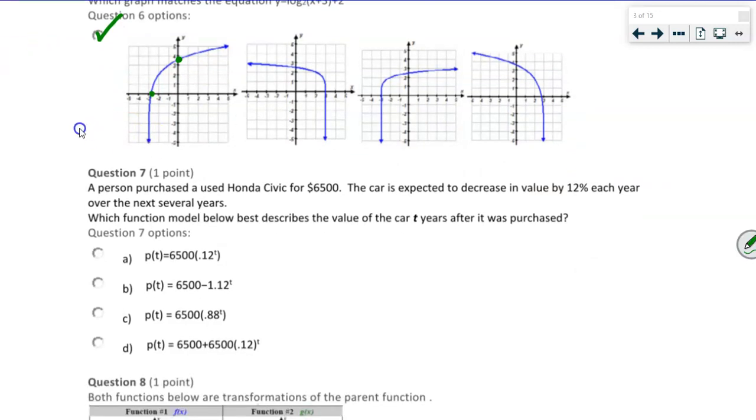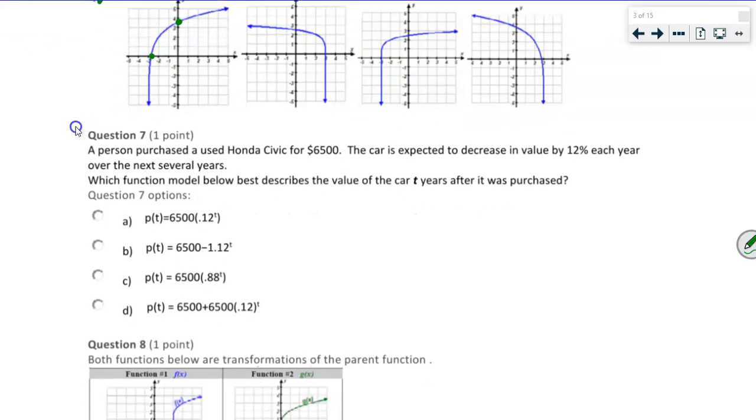The next one says a person purchases a used Honda Civic for $6,500. The car is expected to decrease in value by 12% each year over the next several years. Which function model below best describes the value of the car t years after it was purchased? So on this one, we're going to take our principal amount and multiply it times 1 minus the interest rate to the t power.